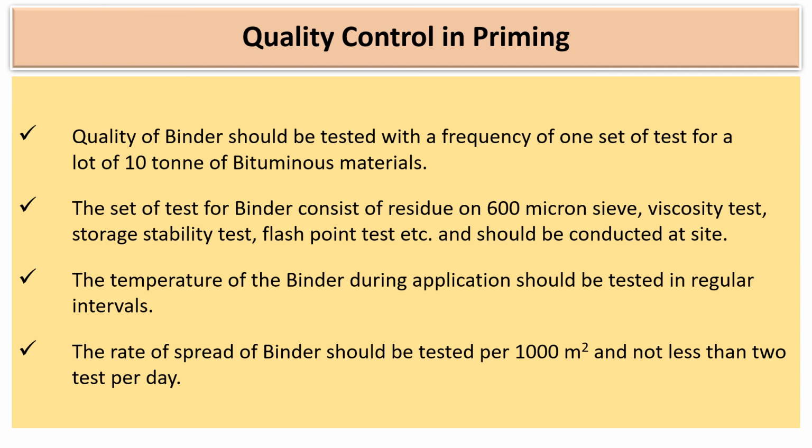The temperature of bitumen emulsion as well as cutback bitumen in use should be tested at regular intervals, as the temperature of the material and the environment may affect the overall quality of the work. The intended rate of spread of binders should be tested 1 in 1000 square meter of area of application, but in no case less than 2 tests for a day.